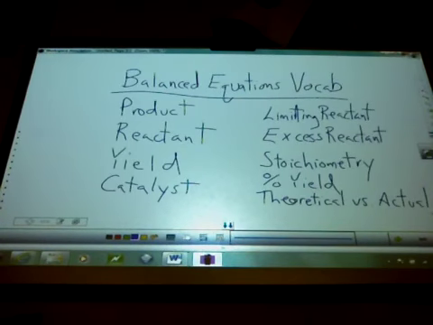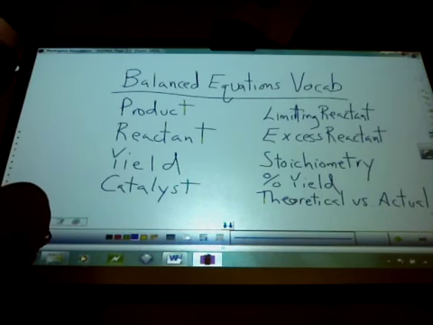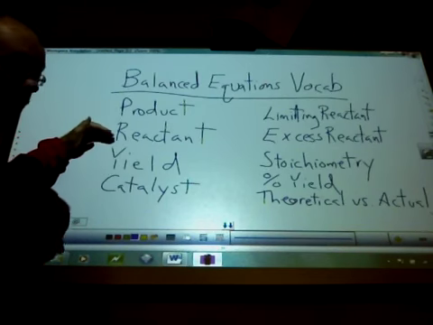All right, the next unit we want to do is what I would call the balanced equations vocabulary review. These terms will come up. Even though balancing equations is very mathematical and science in nature, you do have to have a vocabulary to be able to do it. So we'll start out here with products and reactants.